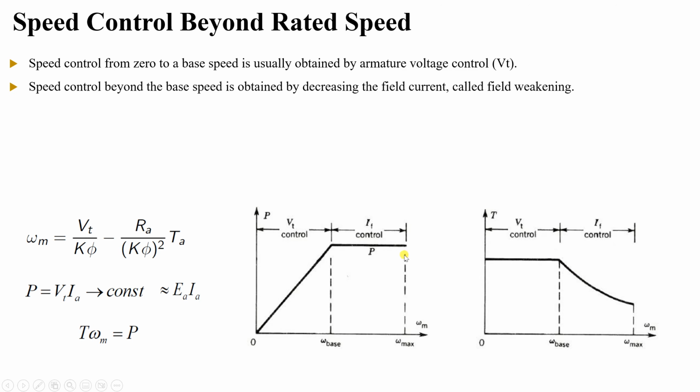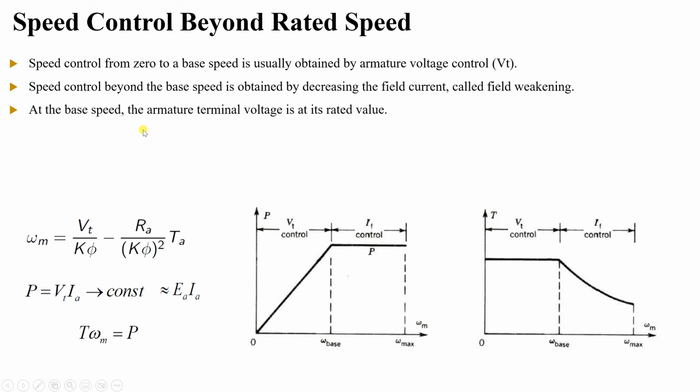Speed beyond omega base is obtained by decreasing the field flux. That's what's called field weakening. So by reducing flux, omega will increase beyond the maximum or rated speed. At the same time, since power is constant and we increase omega, the torque must be reduced like this.